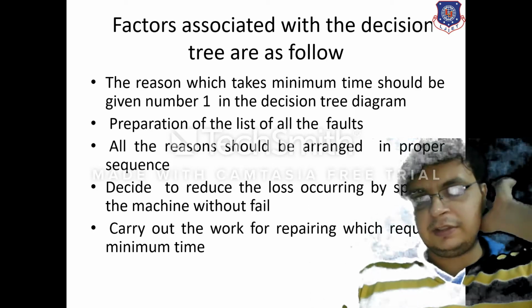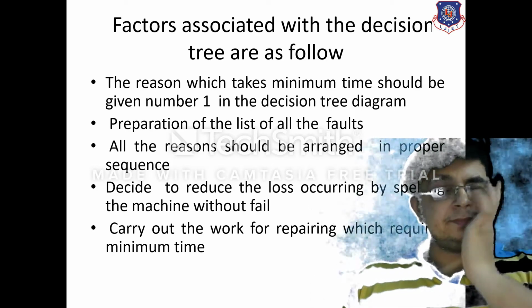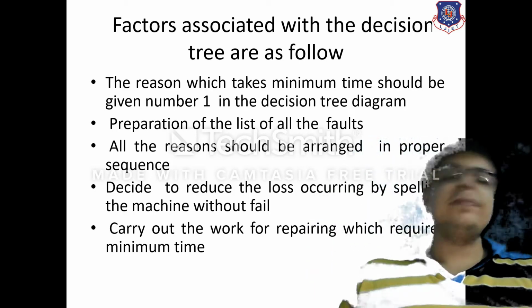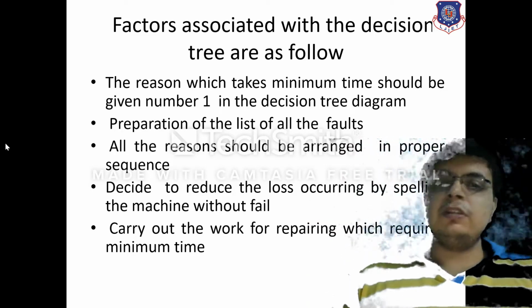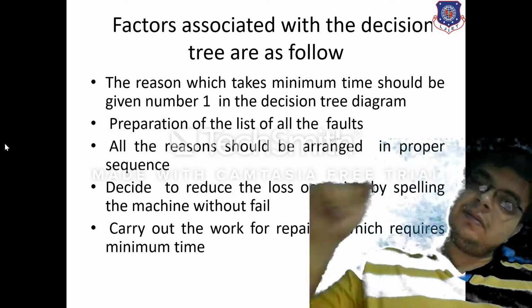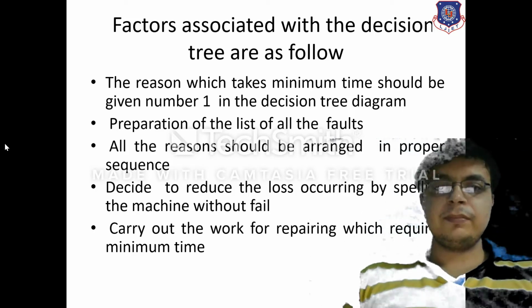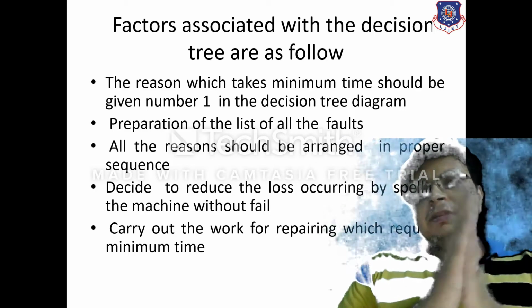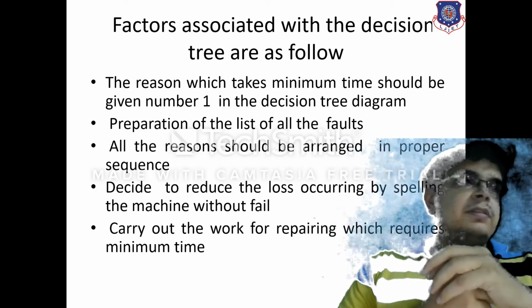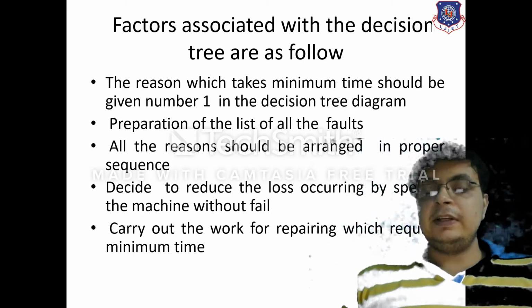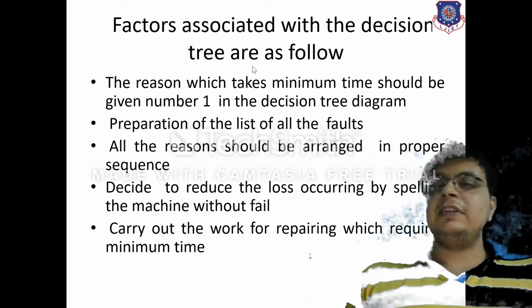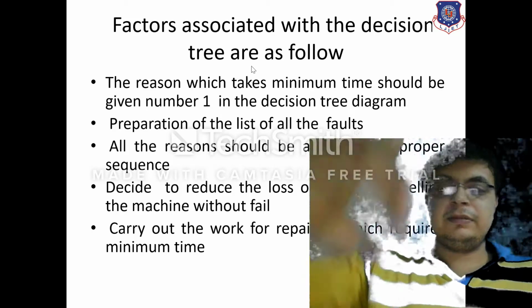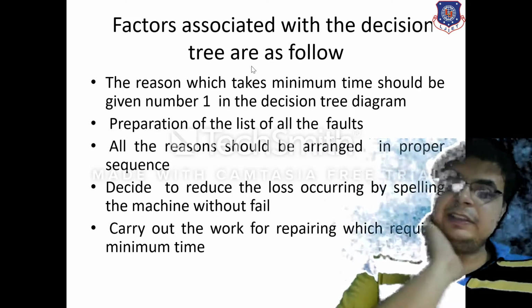Now, the next topic is factors associated with the decision tree concept. There are many factors. First is the time factor, meaning the reason that takes the least time to solve the problem should be listed at number one in the decision tree diagram. We all know that in the decision tree diagram, a list of the faults should be made, and they should be arranged in the proper sequence as per the requirement, either in ascending order or descending order.